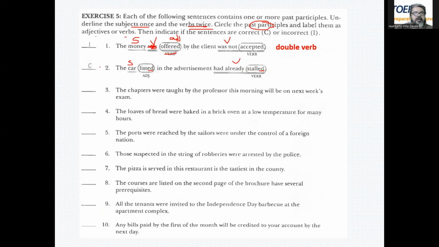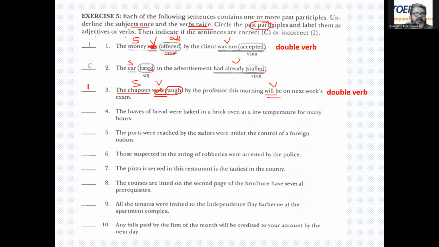So this is correct. Okay, now it's time for you to pause the video, try to complete these exercises, and then come back and look at the answers. Okay, pause the video now and see you when you come back. Okay, now that we're back, we've got chapters were taught. This is one of those irregular verbs we're talking about. This morning will be on next week's exam, right? Subject, verb, and verb. So right there you can tell this is incorrect because we have a double verb.